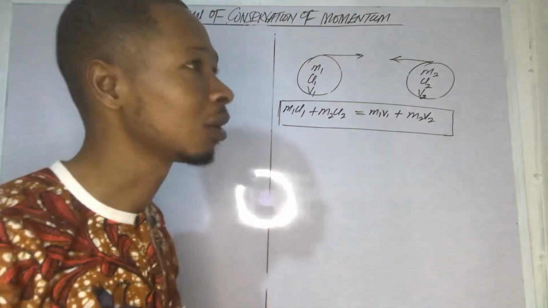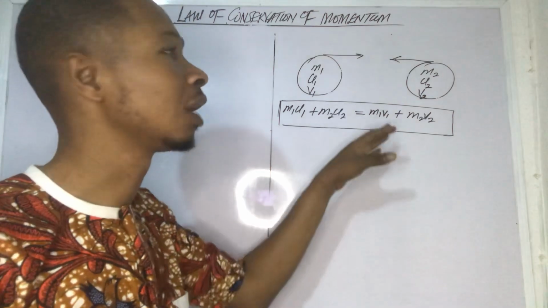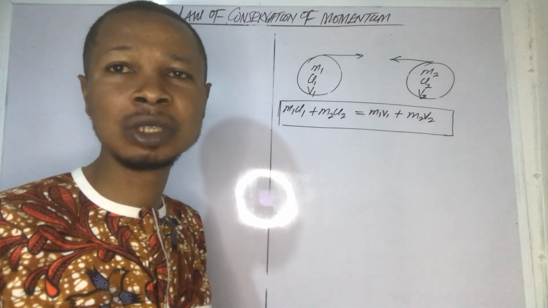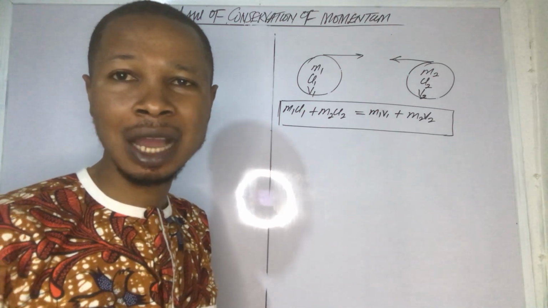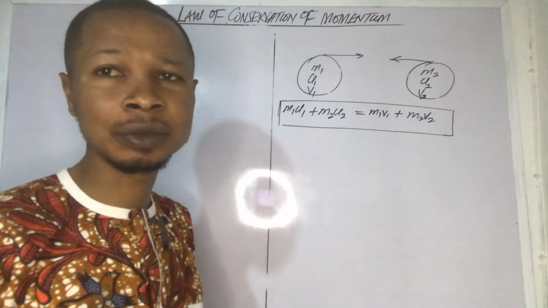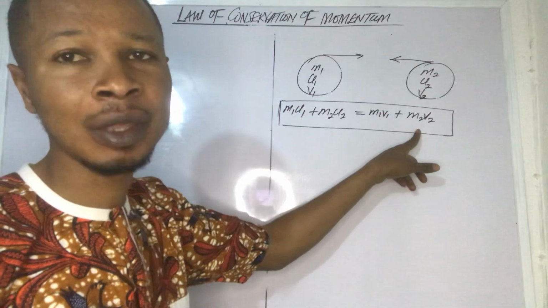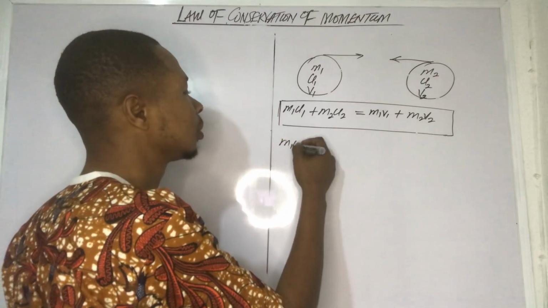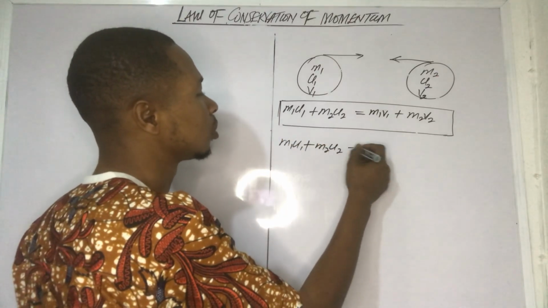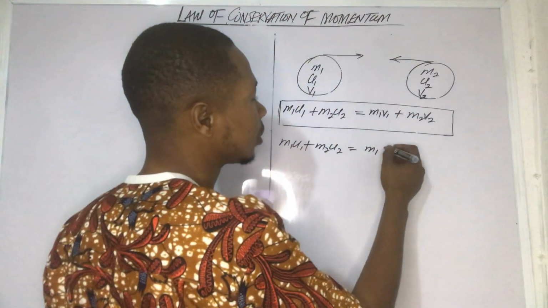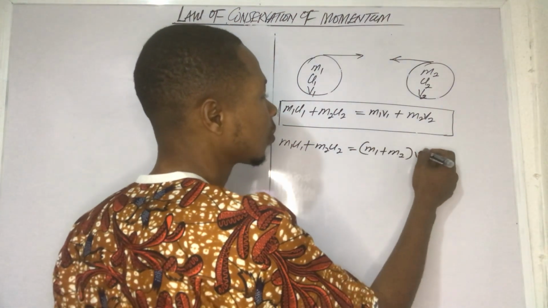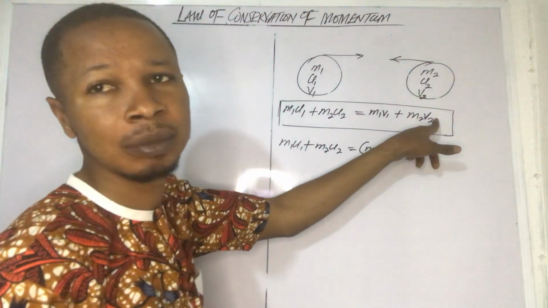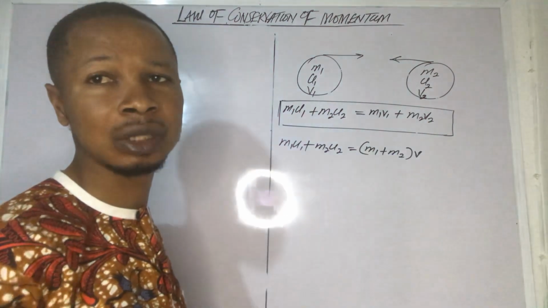Now, another condition you need to know is that if the two bodies stick together, or coalesce, after collision and move in the same direction, then their final velocity will be the same. In that case, the law of conservation of momentum transforms into m1 u1 plus m2 u2 equals (m1 plus m2) times v, because their final velocities v1 and v2 will be the same if the two bodies collide and move in the same direction.